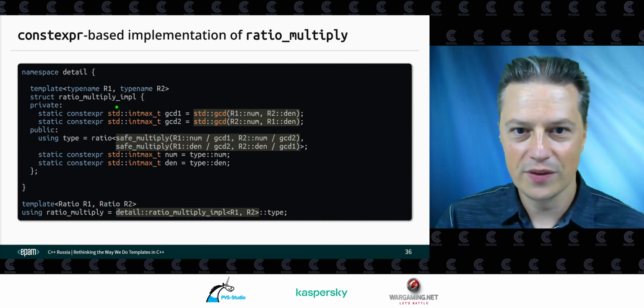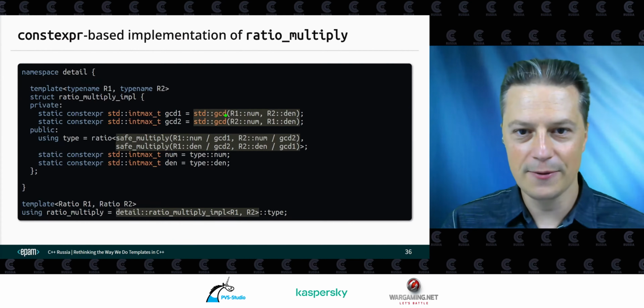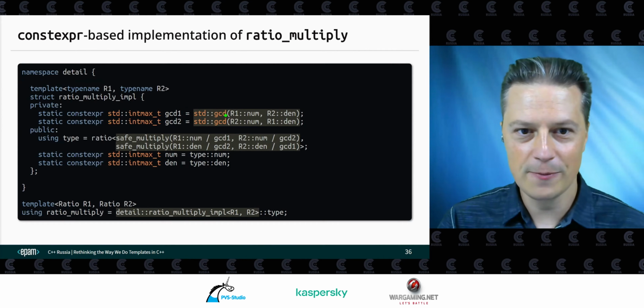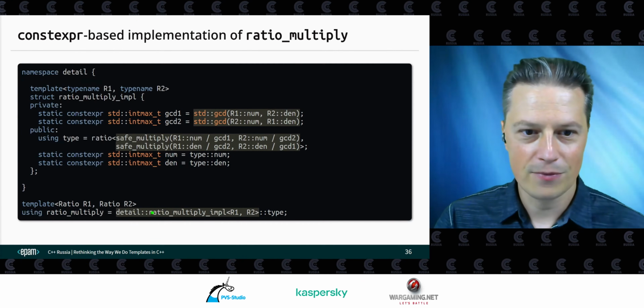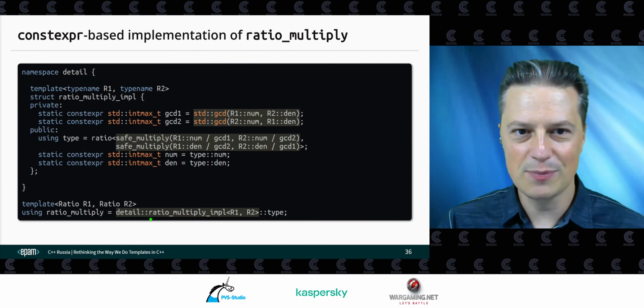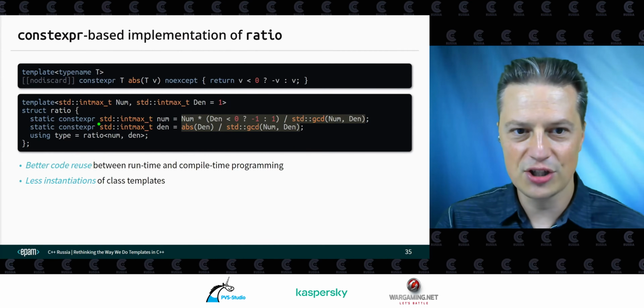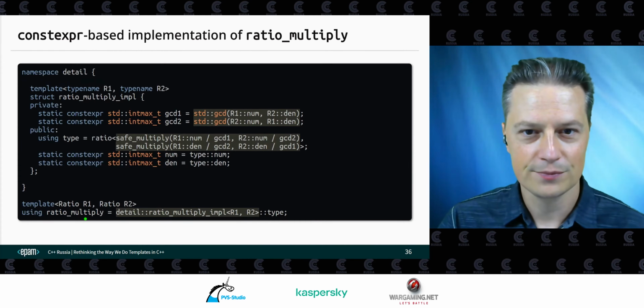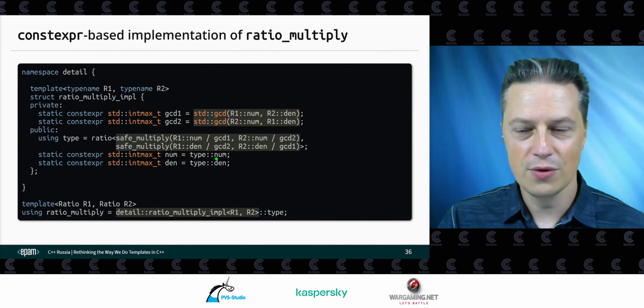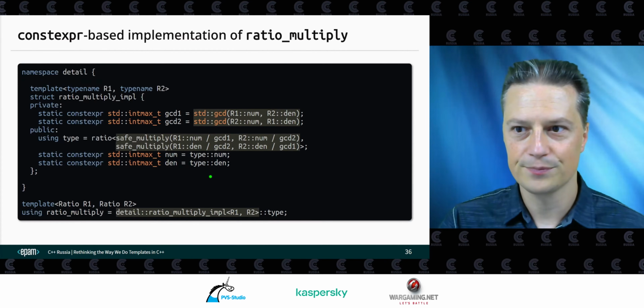With ratio multiply, it's the same. We can use again std::gcd, a constexpr function, and implement safe multiply as a constexpr function too. So you have much fewer template instantiations, but still ratio is a template instantiation, ratio multiply is a template instantiation here. So it costs us a bit.